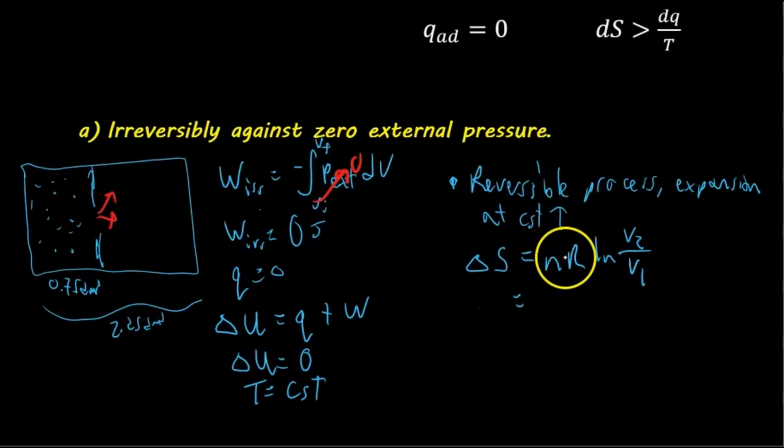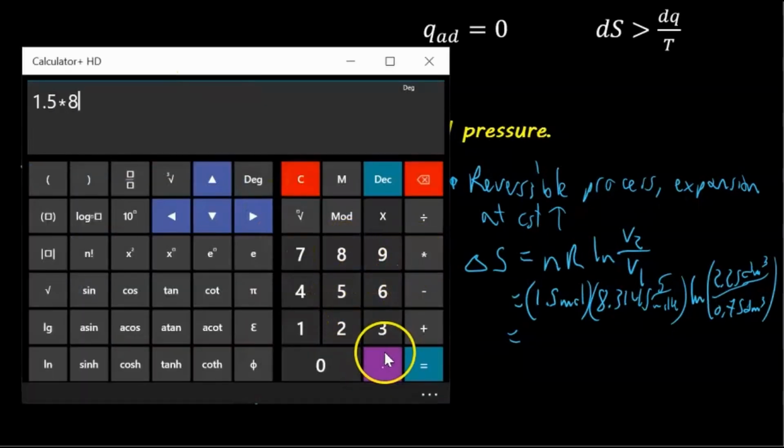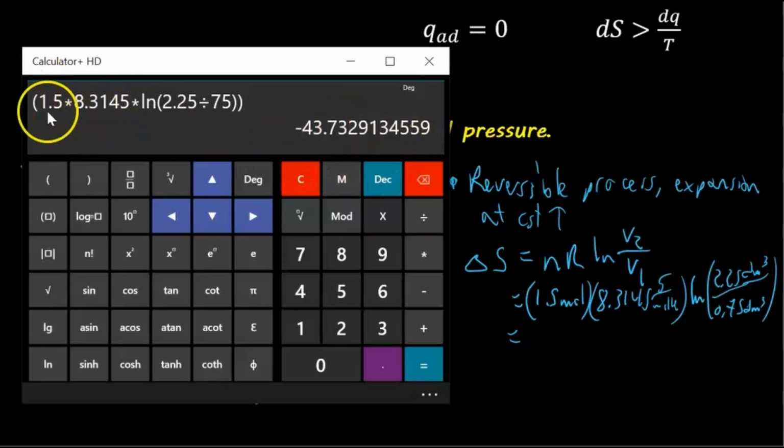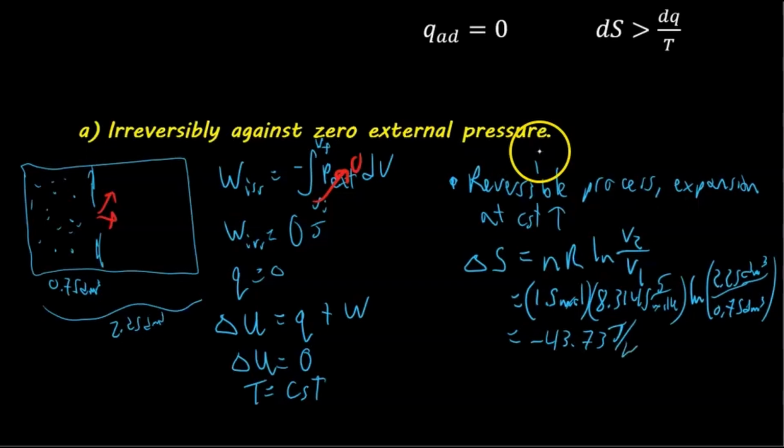We can use this equation and literally plug it in. So we have 1.5 moles of our gas. Our gas constant is 8.3145 joules per mole Kelvin. And this is ln of 2.25 decimeters cubed over 0.75 decimeters cubed. We can plug that into our calculator: 1.5 times 8.3145 times ln of 2.25 divided by 0.75 equals 43.73. Moles cancel out, so we're in joules per Kelvin, with 2 sig figs. So this is the change in entropy for this irreversible process, 44 joules per Kelvin.